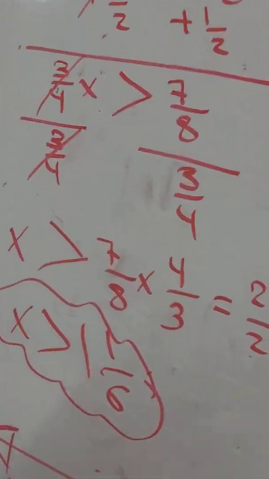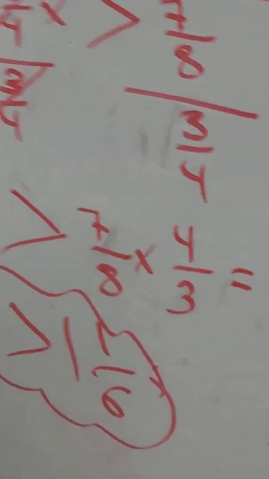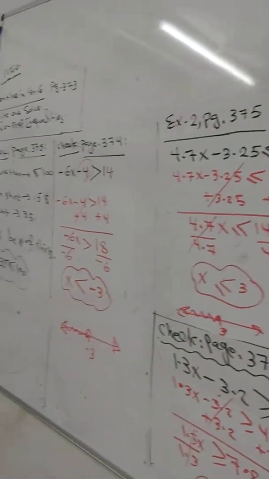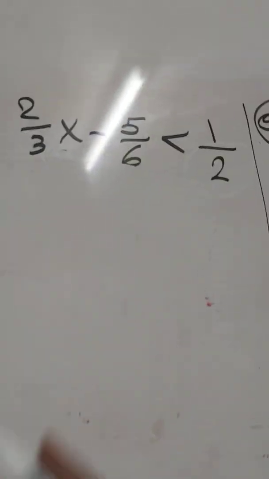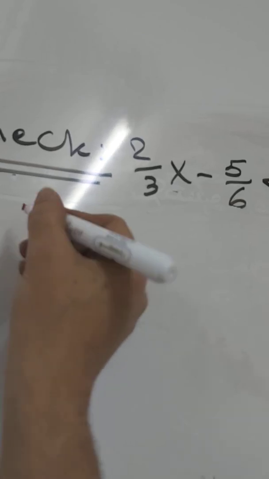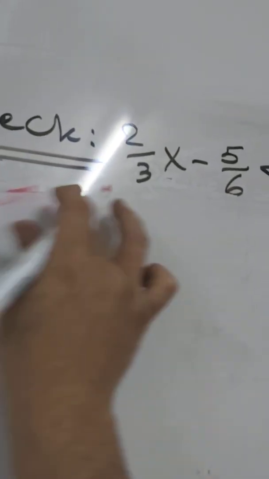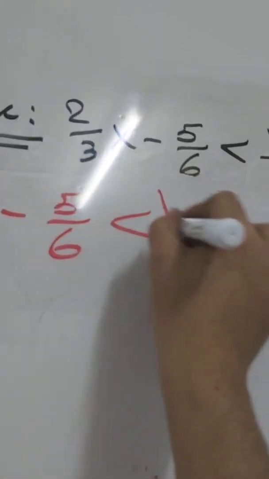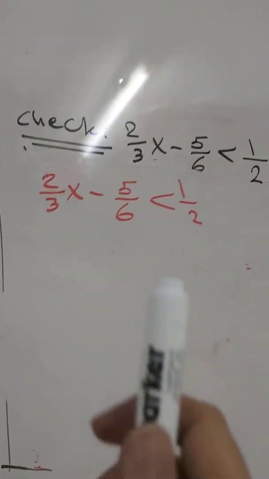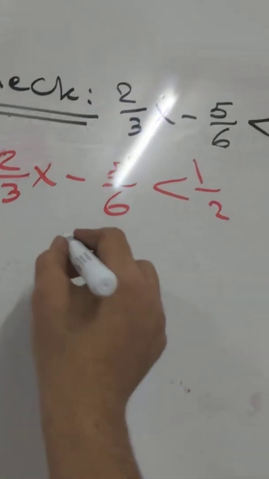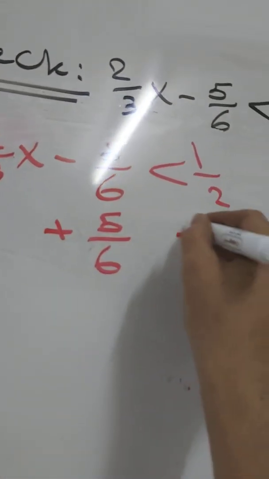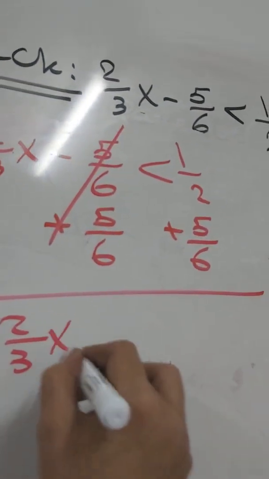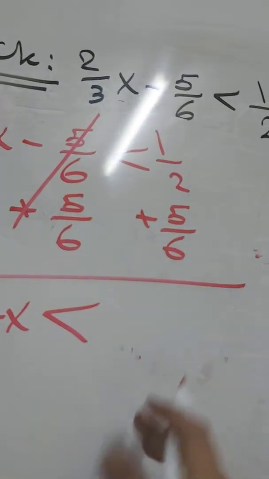After example 3, we have a check on the same idea. It has fractions. I'll do the same steps which I did in all examples. So let's rewrite the inequality in this check: 2 over 3x minus 5 over 6 is less than half. I will add 5 over 6 to both sides. These are gone. Still 2 over 3x is less than 1 over 2 plus 5 over 6.